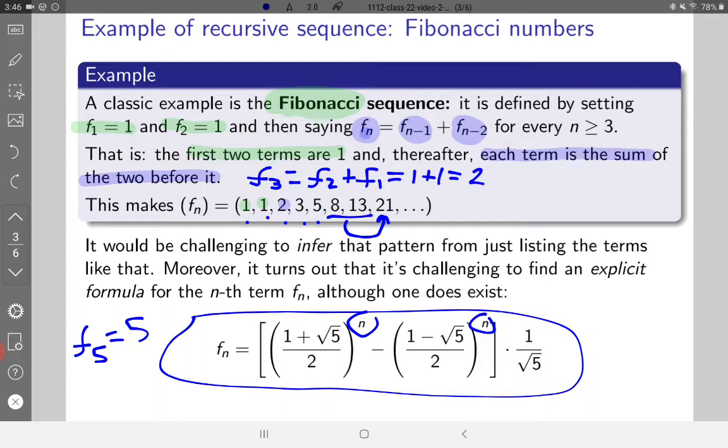Or if I plug in n equals 6, I would get 8 as an output. If I plug in n equals 7, I would get 13 as an output. I'm still amazed that this formula really works. But again, this is not something we're going to get into in our class. Focus on this example of a recursively defined sequence up here at the top.